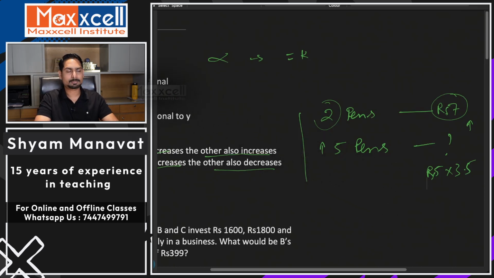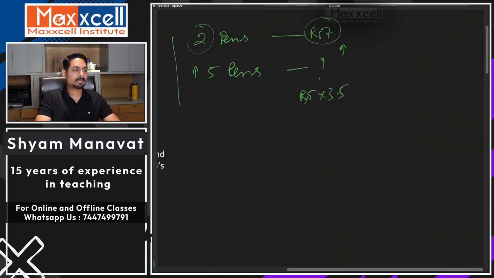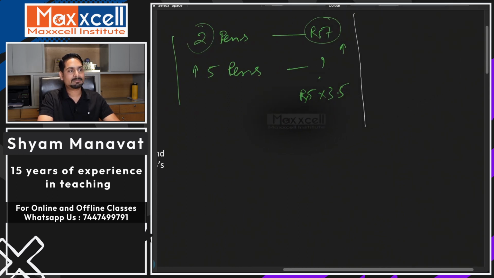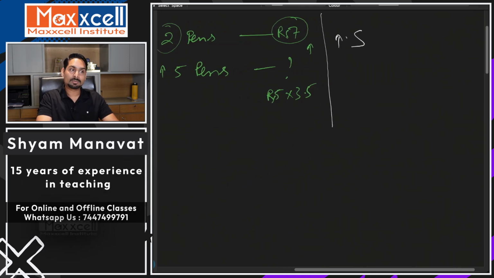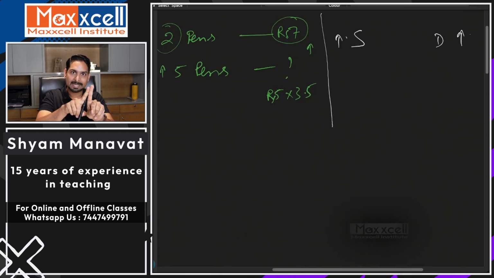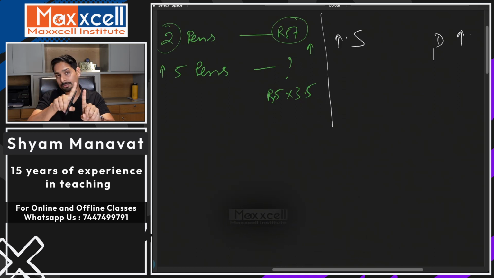We'll talk about inversely proportional later, but did you understand directly proportional? If one side increases, then the other also increases. If one decreases, then the other also decreases, right? We can also take the example of speed and time. Tell me one thing, if you travel with more speed in a given time, will you cover more distance? If you travel at higher speed in the same time, are you not going to cover more distance? You are going to cover more distance, right?